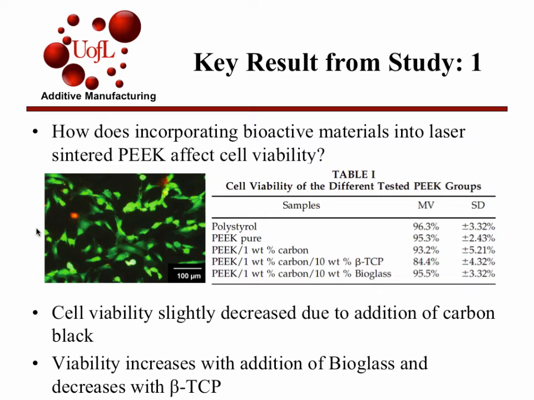So as you can see, pure PEEK has a mean value of 95.3% cell viability, and adding the 1% weight carbon black decreased it slightly to 93.2%. Adding beta tricalcium phosphate decreased the viability to 84%, while bioglass increased it to 95.5%.